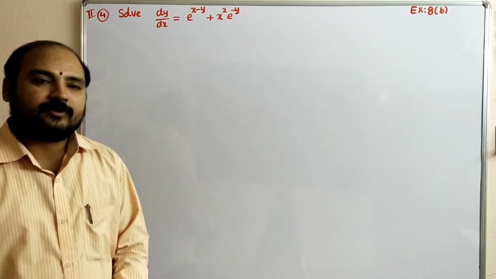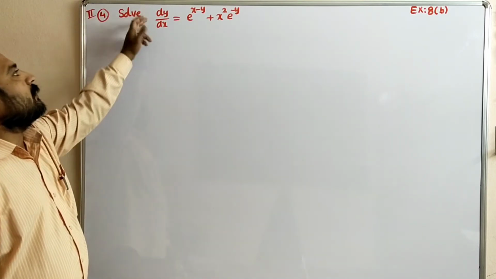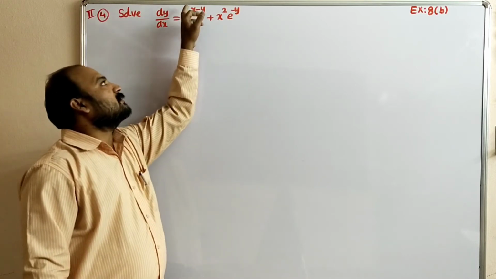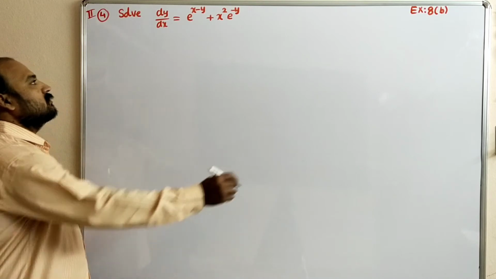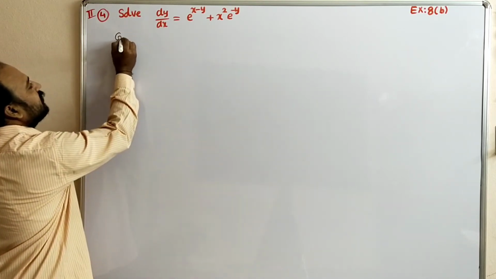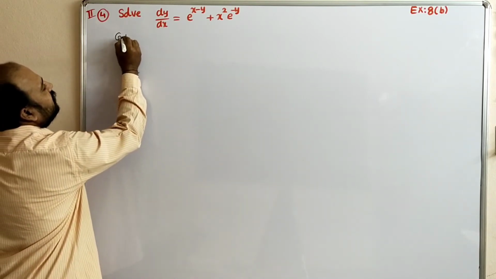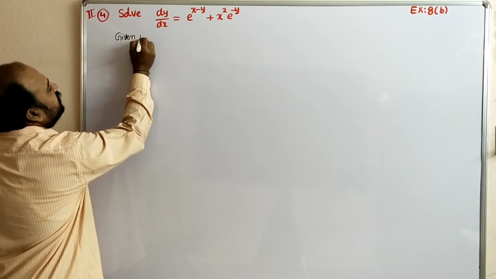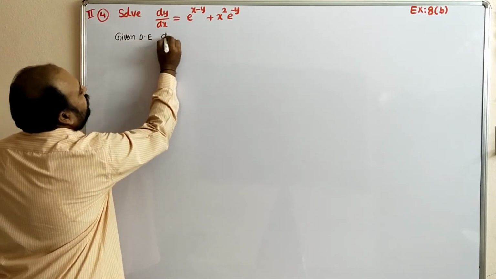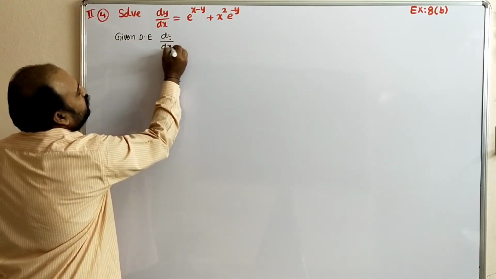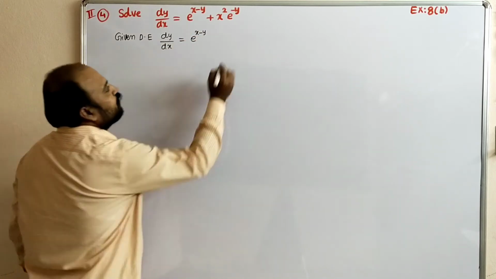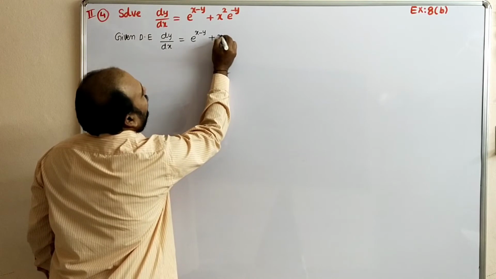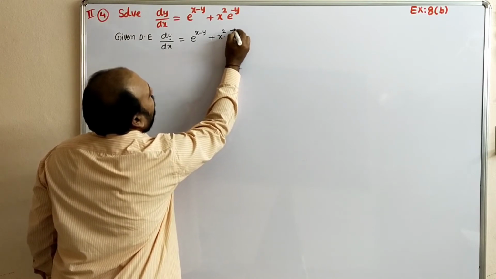The next question. Solve dy by dx equal to e power x minus y plus x square into e power minus y. First, given differential equation. Next time onwards I will write it. dy by dx equal to e power x minus y plus x square into e power minus y.